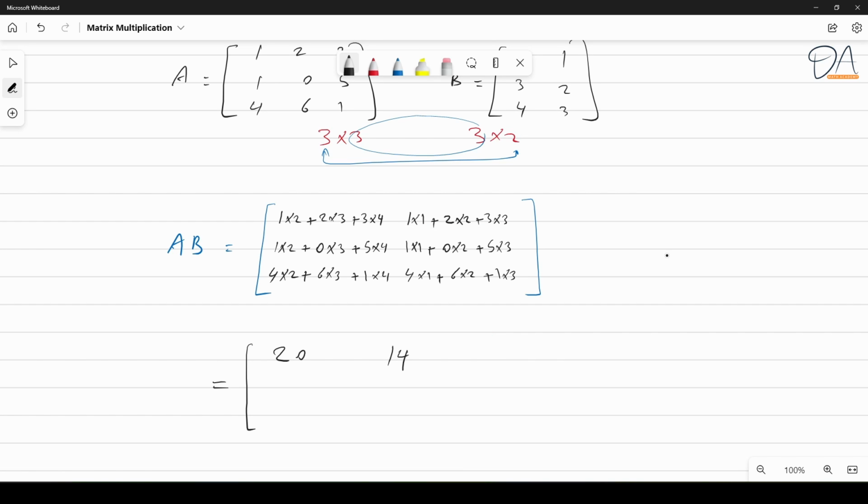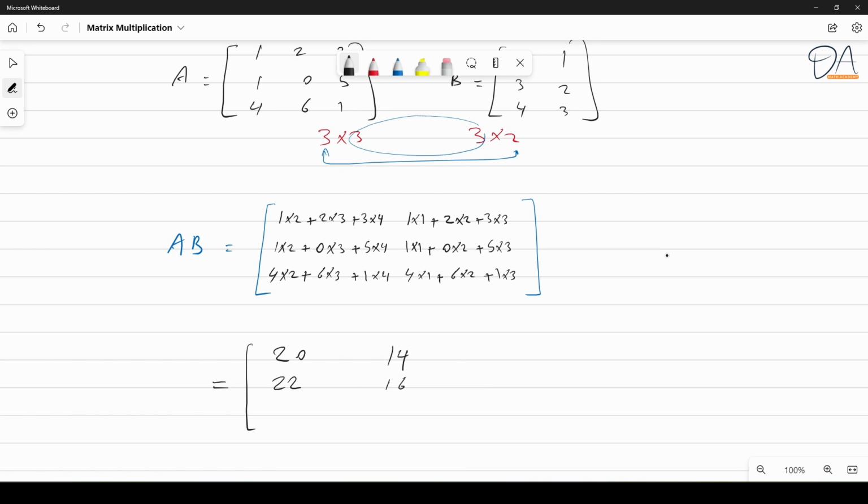Let's move to the element in the second row and first column. Again, multiply 1 times 2, that is 2, and 0 times 3, 0, and 5 times 4, that is 20. So we're adding 2 plus 0 plus 20, that gives you 22. Next, we'll take the element in the second row and second column. So 1 times 1, 1, 0 times 2, 0, and 5 times 3, that is 15. We are adding these: 1 plus 0 plus 15 gives us 16.